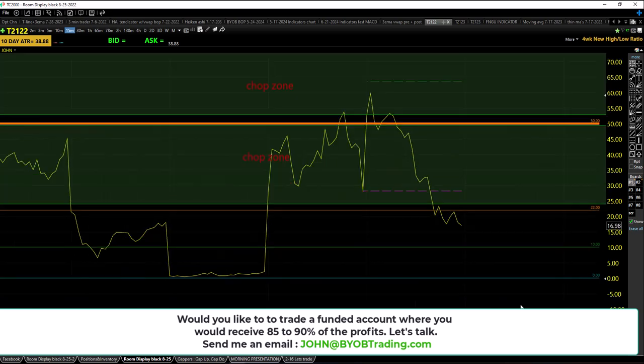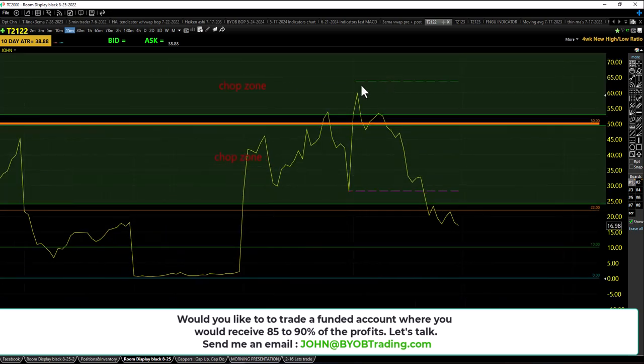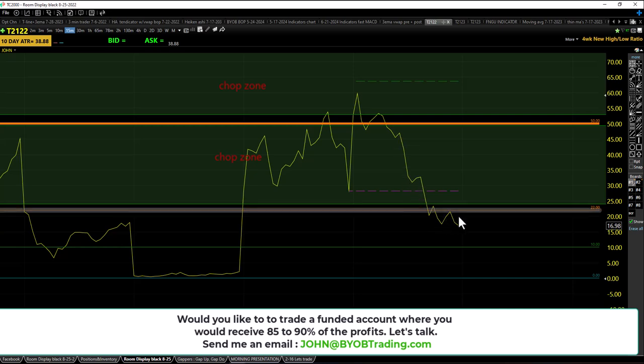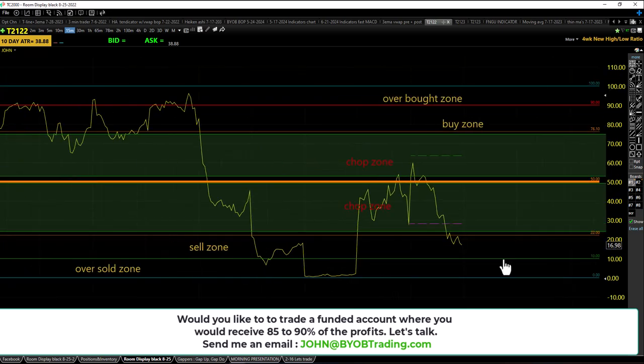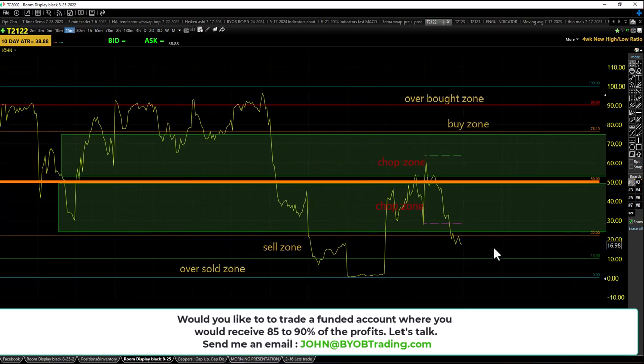T2122. What happened yesterday? Okay, we bumped up into the buyer's chop zone, and the bears threw us out of the buyer's chop zone. And then we made a higher low here, but right after that higher low, we produced a lower high. And then from there, we started making lower lows and lower highs, and we wound up right back in the sell zone. So we'll see where we're going today. Maybe in the oversold. We'll see.